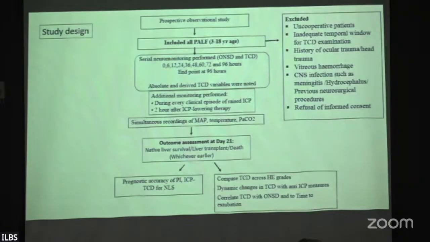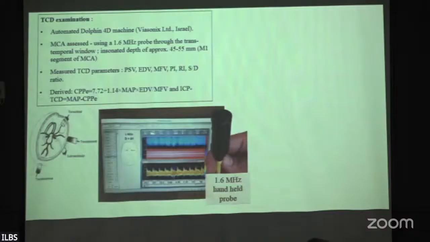It was a prospective observational study, which included all PALF from 3 to 18 years of age and excluded patients who were uncooperative and in whom the TCD window we were not able to establish. Serial neuromonitoring was performed at almost 9 time points from 0 to 96 hours. The absolute as well as the derived TCD variables were noted. Additionally, we performed neuromonitoring during the clinical ICP spike and 2 hours after the use of anti-ICP measures. Simultaneous recording of MAP, CO2 and temperature was taken at each time point. The outcome was assessed at day 21 in terms of native liver survival, liver transplant or death, whichever came earlier. So this was the methodology used.